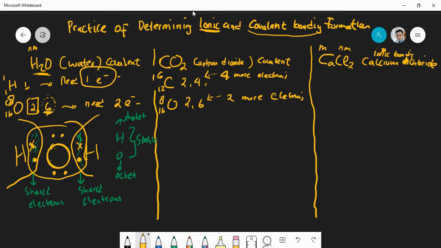Of course, carbon. I repeat again, the center atom is actually the one with the least number of atoms in the molecule. This is 2, this is 1. Of course, you're going to expect carbon in the middle, and then there is oxygen on each side. Now, let's always start with the surrounding atoms.